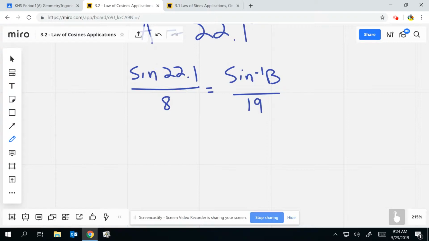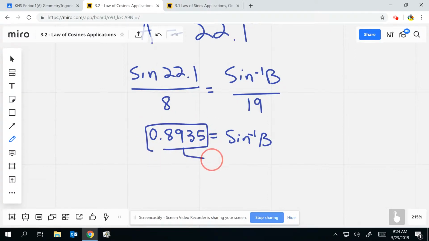And you're going to need to get a 0 point something because you want an angle. 0.8935 equals your sine for angle B. So plug this decimal into your inverse sine this time. Be careful, you will go back to sine now. Now we're in law of sines again. So law of sines, inverse sine, 0.8935. You should get a 63.3 degree angle.